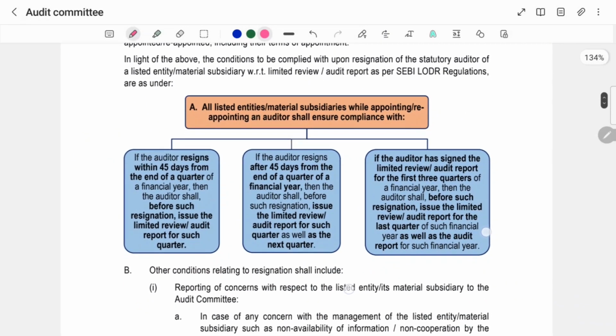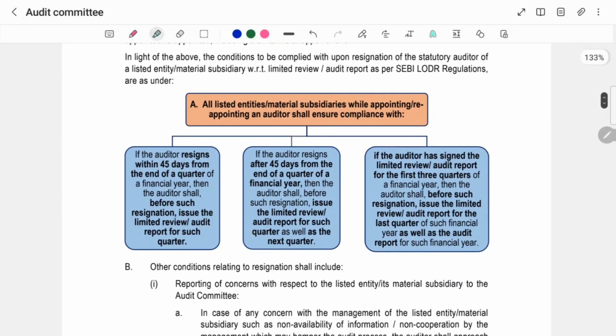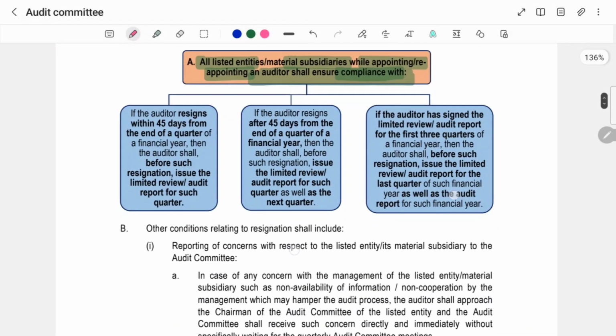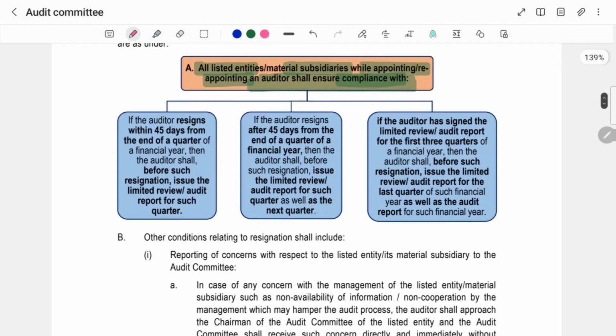Now if we come to the chart form, here it is given that all listed entities or subsidiaries while appointing or reappointing an auditor shall ensure compliance. So this is the compliance requirements given. So what are the compliance requirements as auditor's perspective?